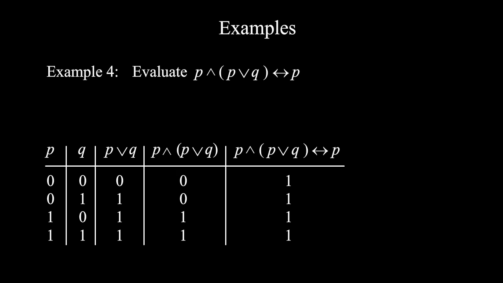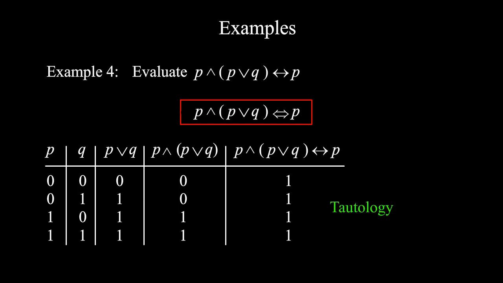For biconditional propositions, we use the symbol and say that the left and right propositions are logically equivalent. So the proposition in this example is a tautology. It is called an absorption law.